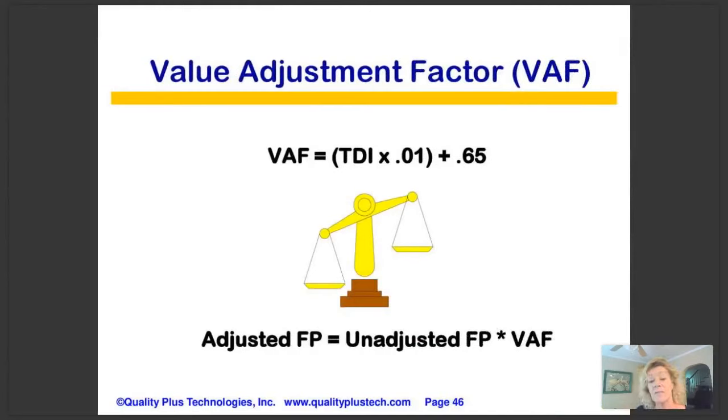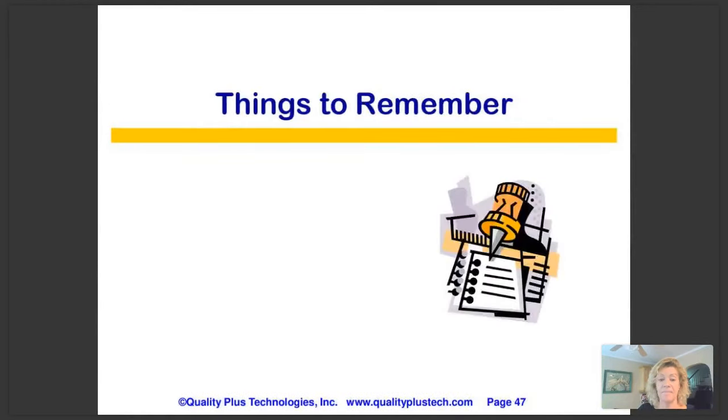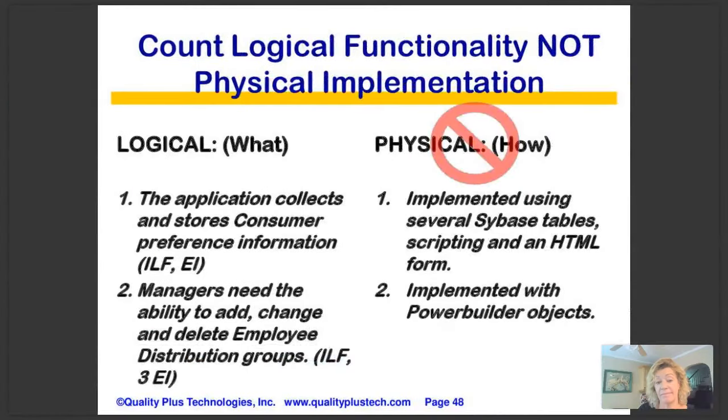The value adjustment factor, so 0.65 up to 1.35, here's the equation. And the adjusted function points is going to be my unadjusted multiplied by my value adjustment factor. Now you know that the equations are a little bit more difficult than this, and you need to write those down, or at least I do when I get into the exam. Things to remember.